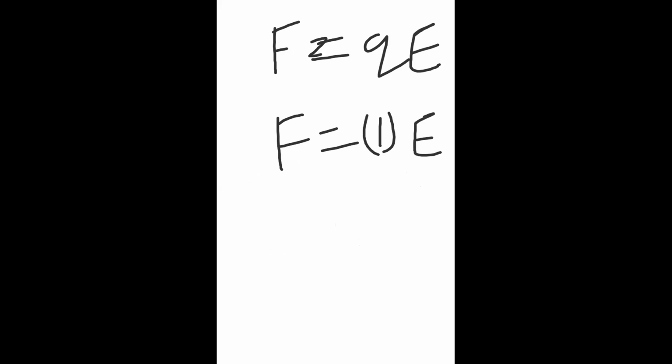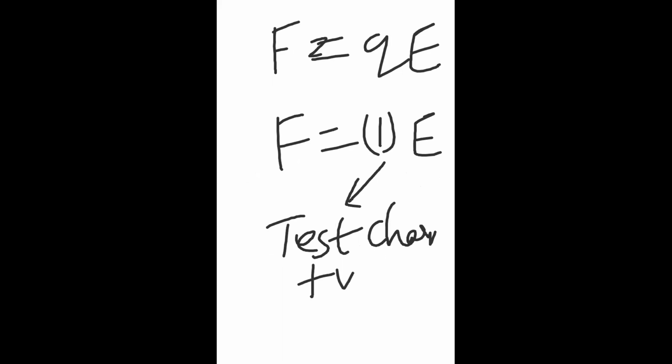F is equal to Q into E, and we can conclude one thing. When Q is equal to 1, what happens to E? When Q is equal to 1 coulomb, that particular charge is called a test charge, and that too a test positive charge, because we are not putting any negative here. So what is the meaning of the electric field and force? The force experienced by the unit positive test charge is called the electric field.